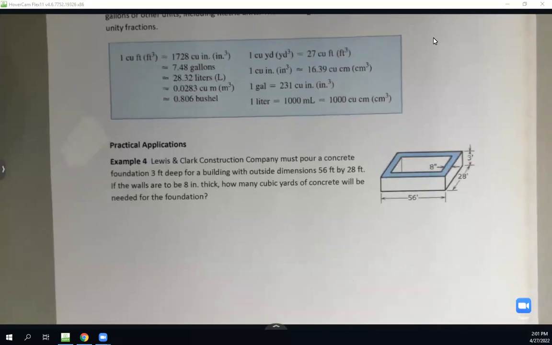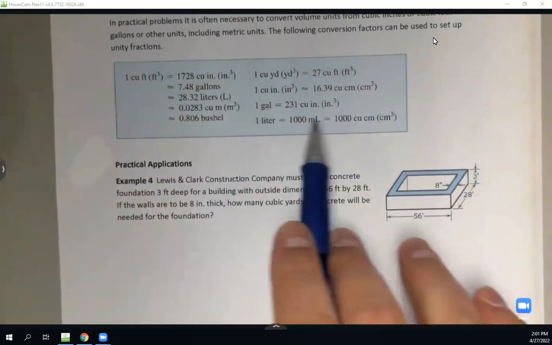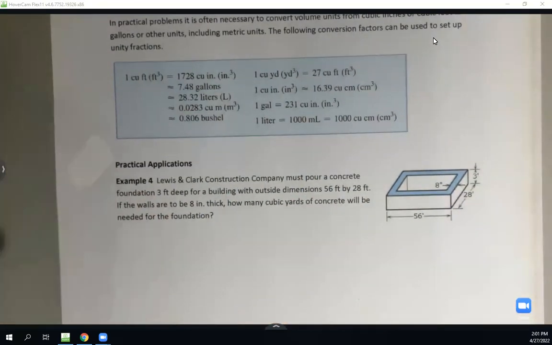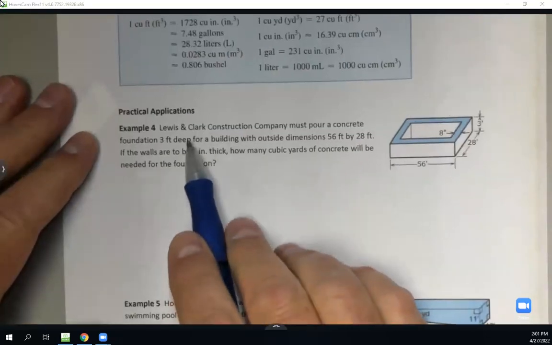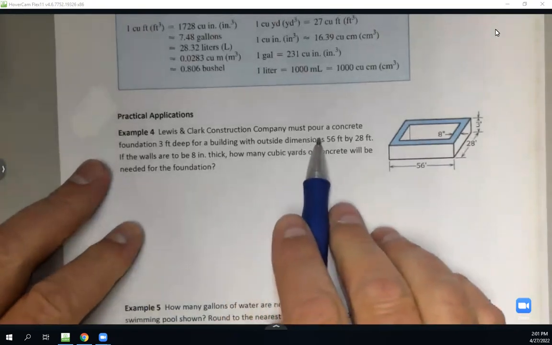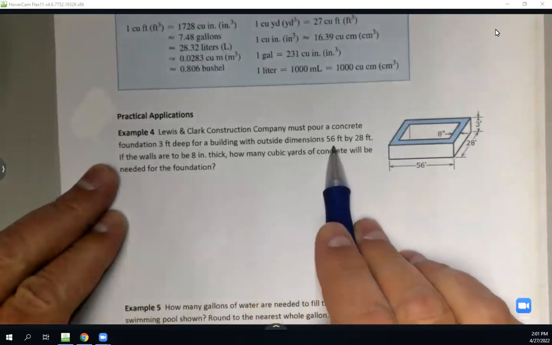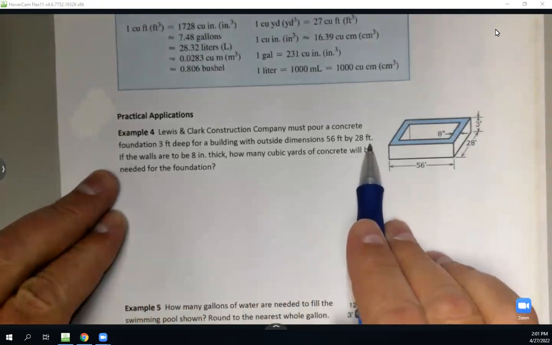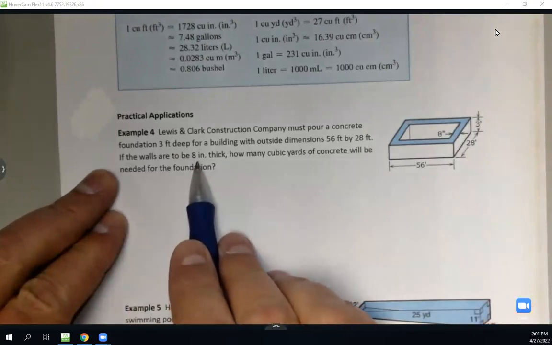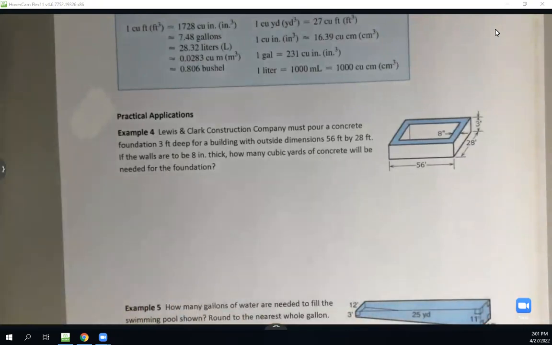So example 4. But before I do that, we had talked about some different conversion rates, and we could find other conversion rates as well. Anyway, example 4. Lewis and Clark Construction Company must pour a concrete foundation 3 feet deep for a building with outside dimensions of 56 feet by 28 feet. If the walls are to be 8 inches thick, how many cubic yards of concrete will be needed for the foundation? Okay. Now, one thing that we have to be careful about here is that there's a mix of units.